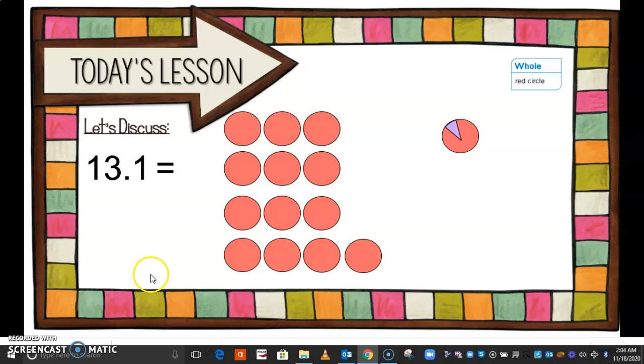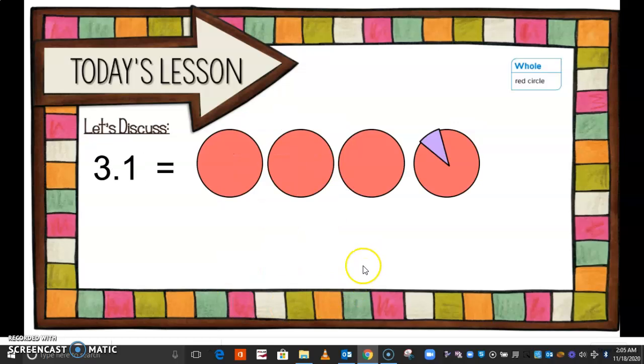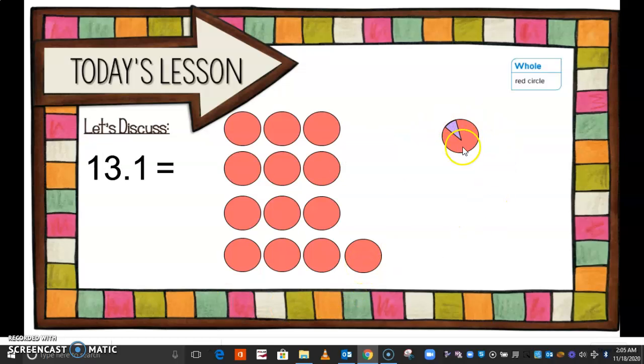Okay, how about this one? 13 and 1/10. Again, 13 wholes. So we have all these red circles. We borrowed one from 13 classmates. This is what we'd have. And then we have a 14th one, but only one piece of it's covered. So we have 13 and 1/10. Okay?